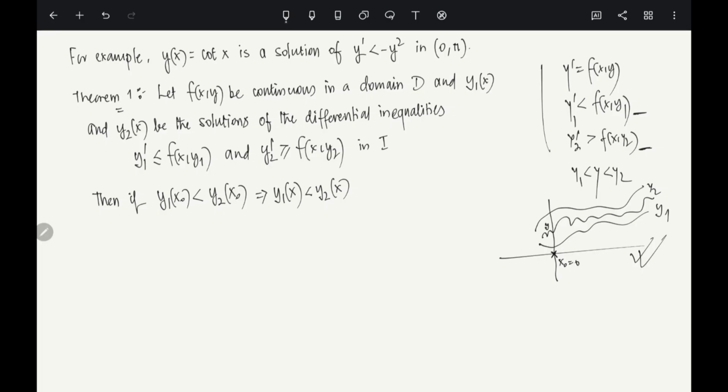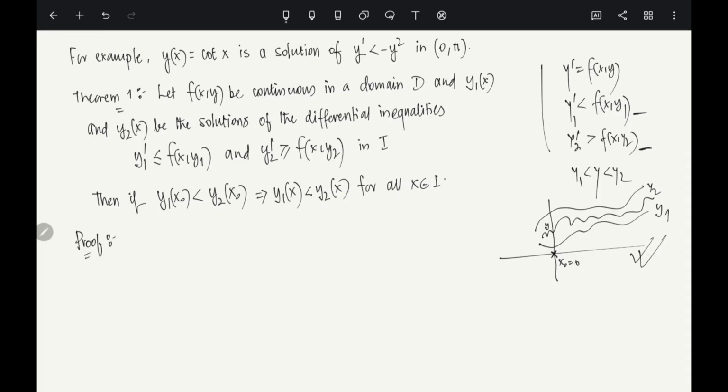So basically, if you have two relations such that y1 prime is less than f and y2 prime is greater than f, and if y1 is below y2 initially, then y1 is always below y2 for all x in I. I hope this is clear. What I am saying is, if y1 and y2 both satisfy the inequalities and y1 starts below y2, then y1 stays below y2 for all x. Clear? So what is the proof? Let's look at the proof.